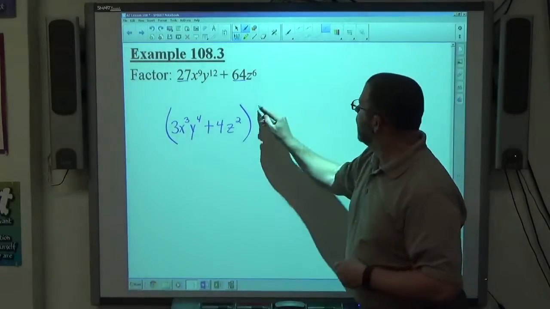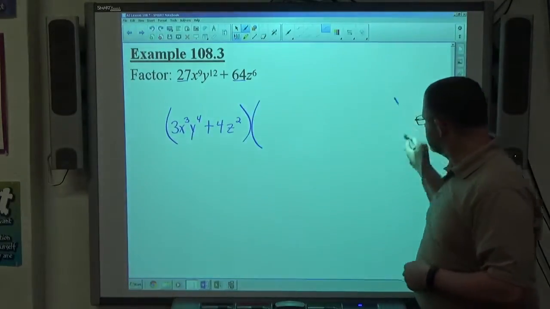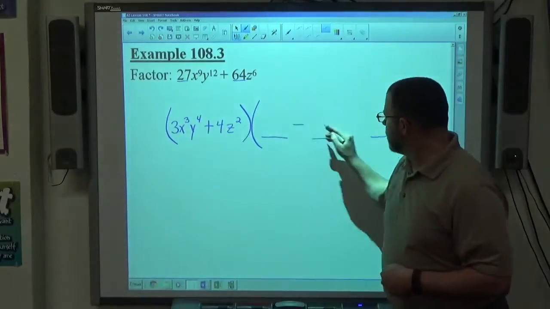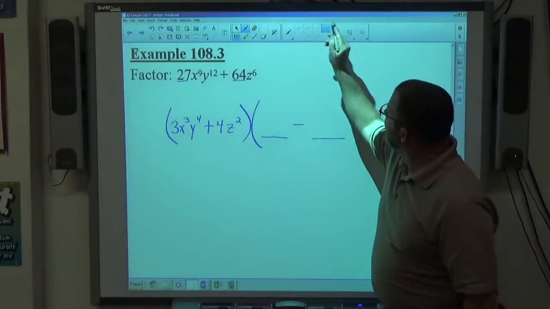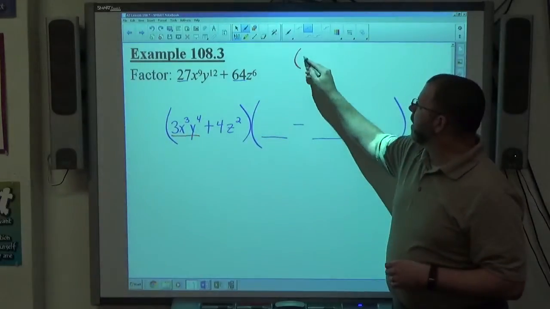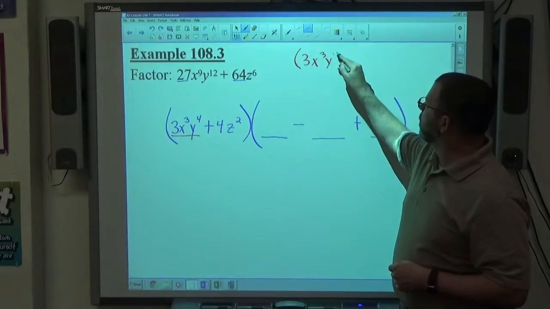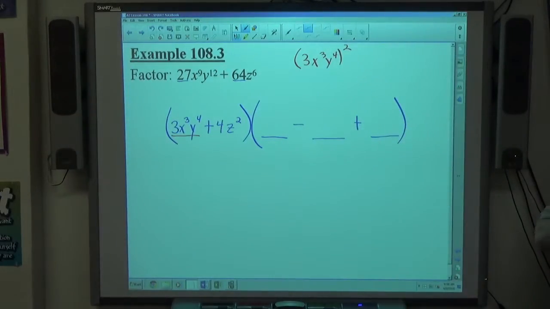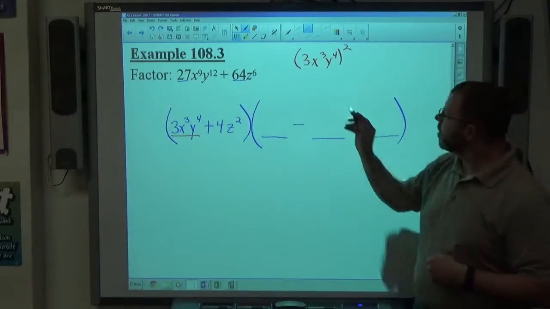All right, so when I go over here, trinomial, that's plus, this will be minus, this will be plus. All right? I'm going to square that. Now, again, looking at squaring that: 3x cubed y to the 4th, squared. This is where people tend to mess up, so I'm trying to make a big deal about it, so hopefully you guys don't do this.